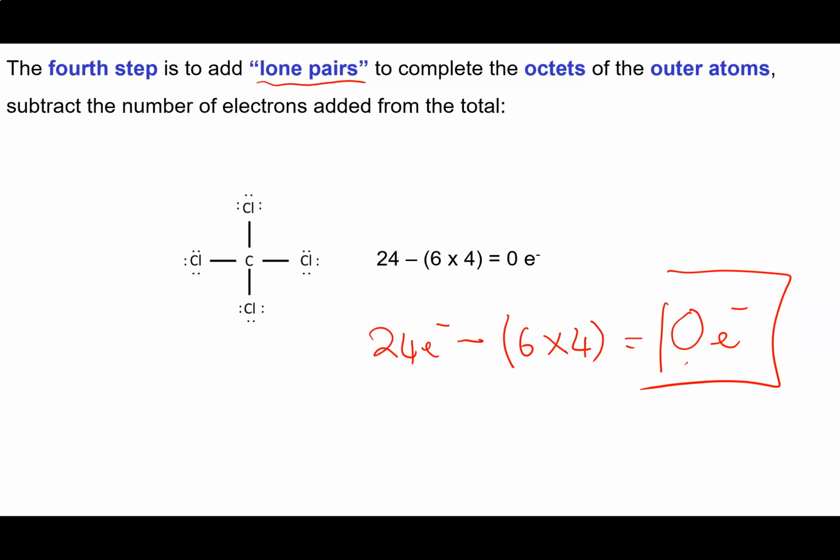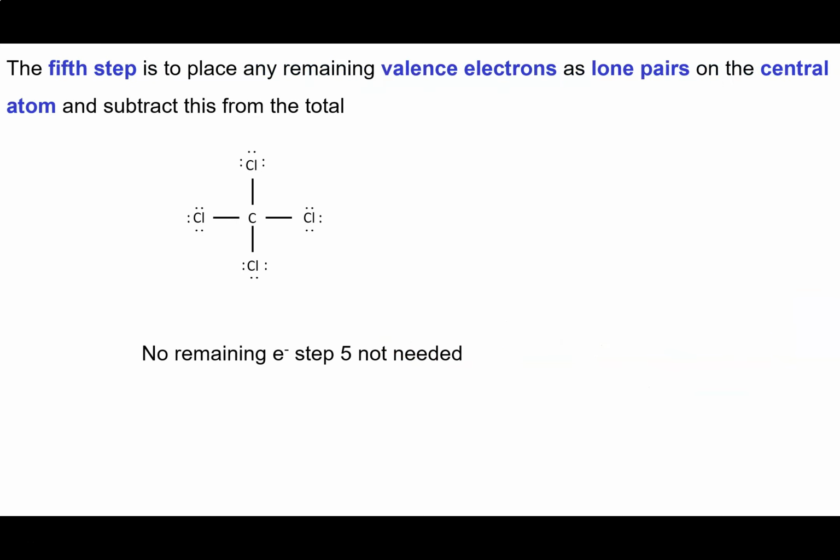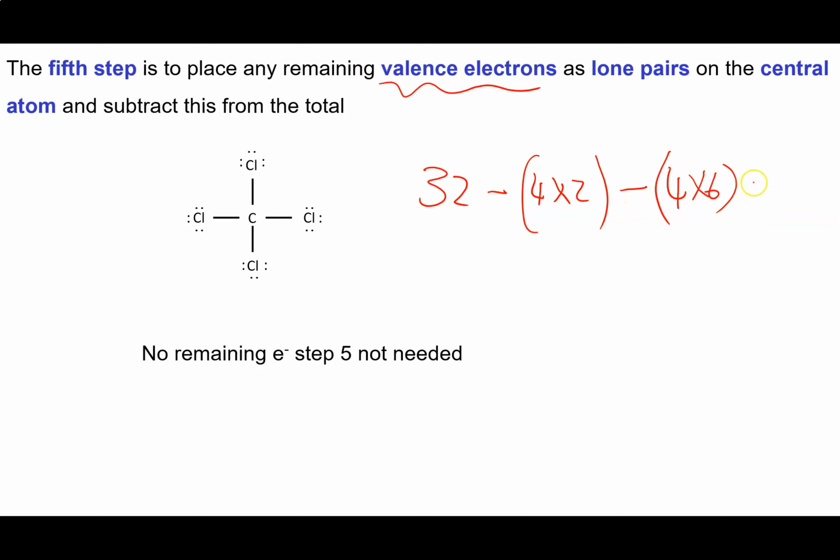Now, the 5th step in drawing a Lewis structure of a covalent compound is not always needed. The 5th step is, if you have any electrons left over after completing the octets on the outer atoms, then you add them as lone pairs on your central atom. And at this point we don't. We started with 32, we subtracted 4 lots of 2 for the bonds, and then we subtracted 4 lots of 6 for the lone pairs on the outer atoms, and we have none left. So we don't need to do anything in step 5 in this case, and that's not that uncommon.